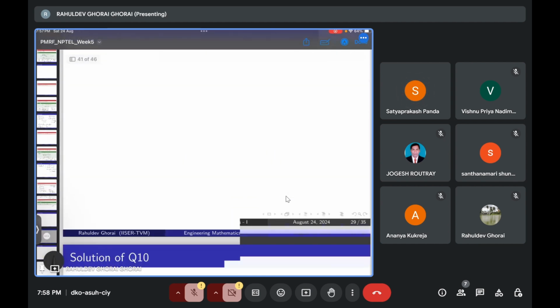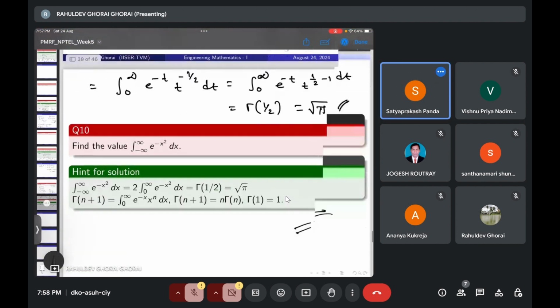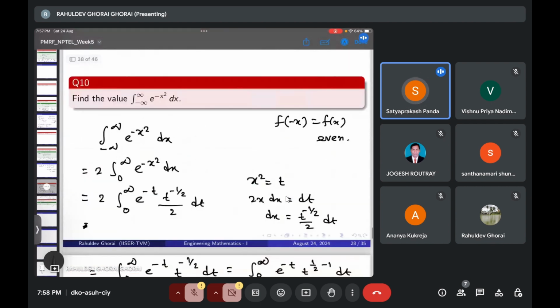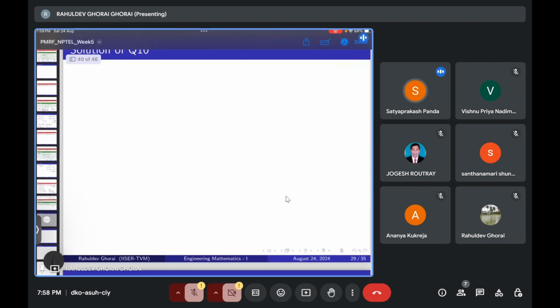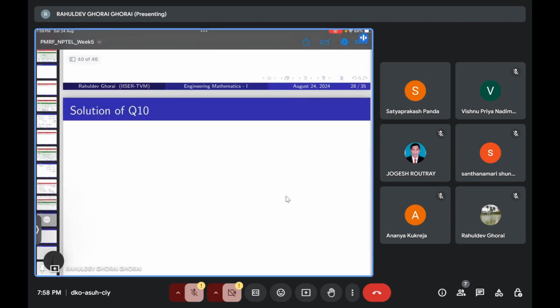Yes, tell me. Sir, in the last question, I couldn't get it. Minus infinity to infinity, how it was 0 to infinity? Okay. Let's not do like that. Maybe okay. So the integral from minus infinity to infinity of e to the power minus x square dx, right?